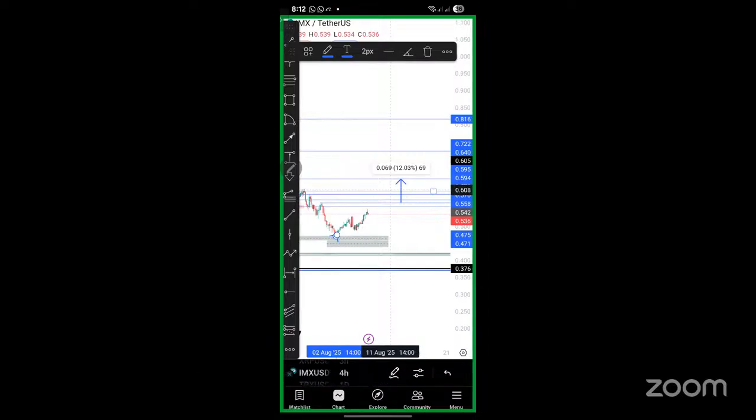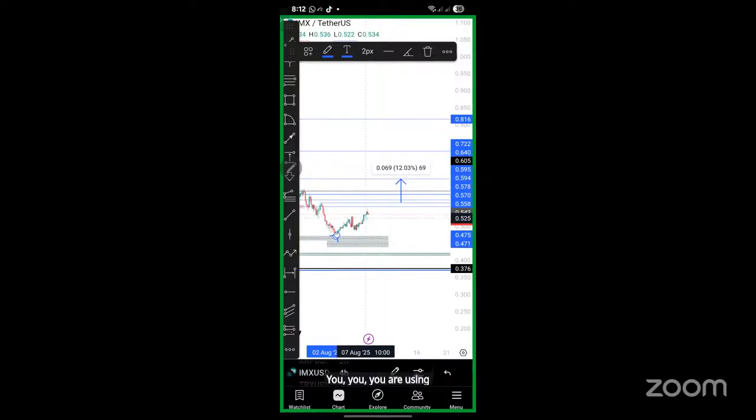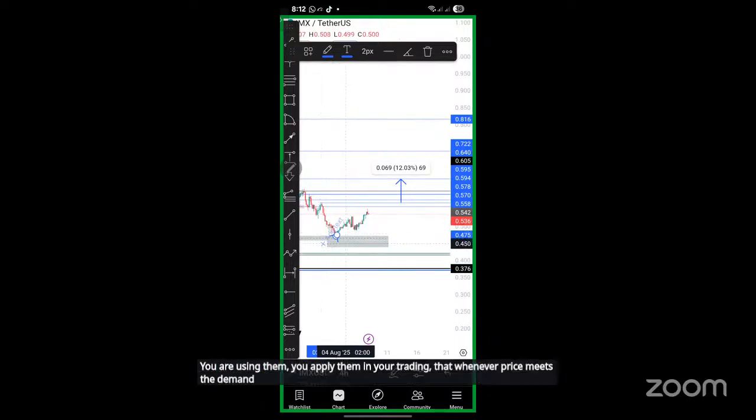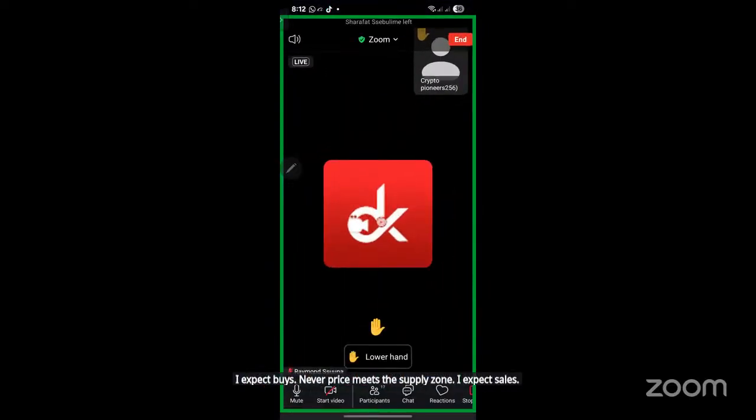The demand will remain a demand and supply will remain a separate supply. You apply them in your trading that whenever price meets the demand zone, I expect buys. Whenever price meets the supply zone, I expect sales. That's it all.